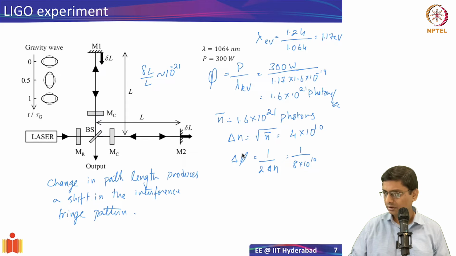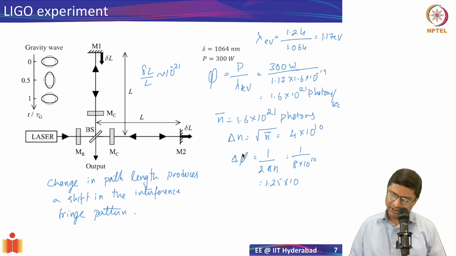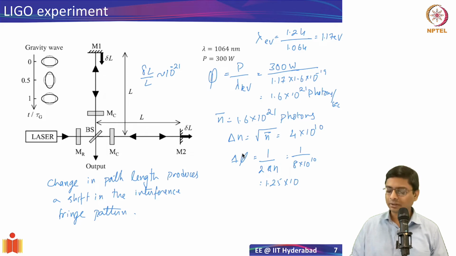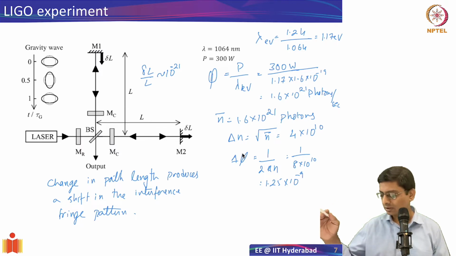Correct? 1 by 8 is 0.125, so 0.125 into 10 power minus 10, which is 1.25 into 10 power minus 11. Sorry, yes, minus 11. 10 power minus 11 radians. This is my uncertainty in the phase.